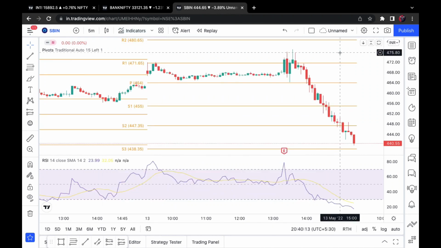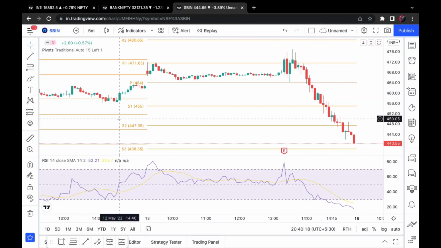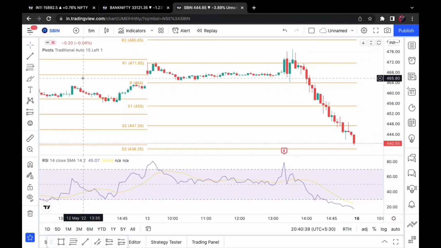So what is the use of these two indicators? The RSI indicator is used to tell the strength of a particular stock or particular index, whether the movement is for the bullish side or for the selling side, whether the stock is in an overbought position or in an oversold position. And the pivot points are used to tell the support and resistance of a particular stock or index. So you need to change a little bit of the settings of these indicators.